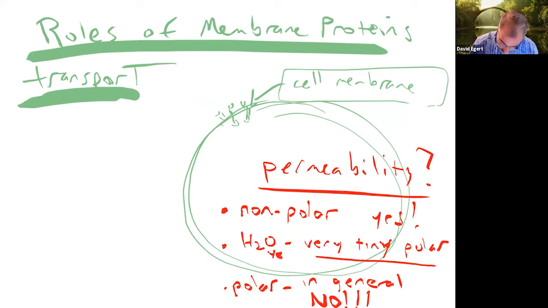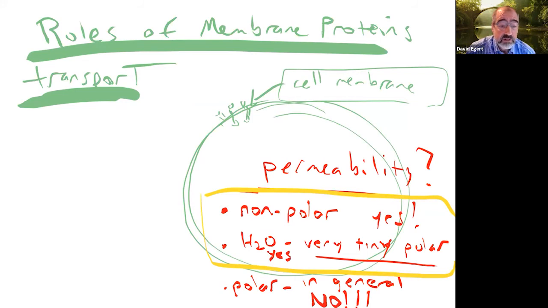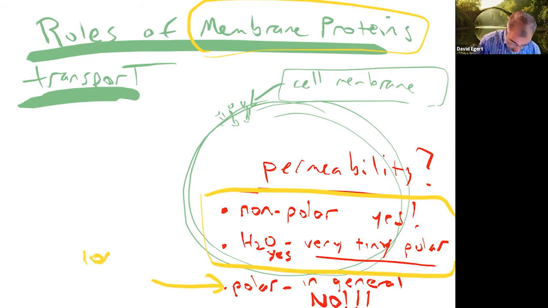So non-polar and very tiny polar things can get across without help typically. Polar things in general, not. And there's a lot of polar things that we really want to cross the membrane, like glucose. If a cell's going to get energy, it needs to absorb some glucose. But glucose does not cross a membrane without help. We're going to have membrane proteins that bring glucose from the outside of the cell to the inside of the cell. We talked about ions because of that hydration sphere.